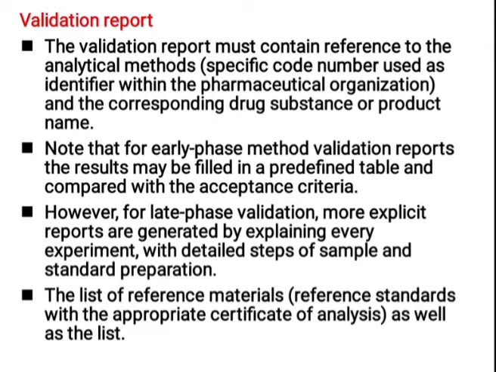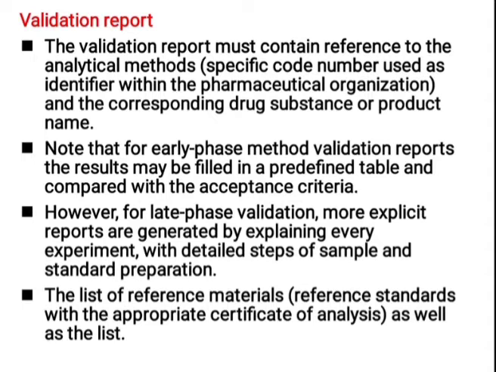So the validation report is the main point which is used as a reference, and it has a specific code number used as an identifier within the pharmaceutical organizations and the corresponding drug substance or product name. Note that for early phase method validation reports, the results may be filled in a predefined table and compared with the acceptance criteria.